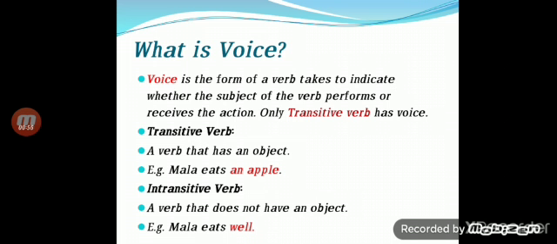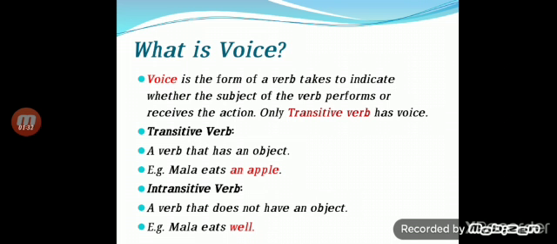How do we identify an object? We use the question word what. When we use the question what, we get an answer that is an object. What does Mala eat? Mala eats an apple. So, an apple is an object. The verb eats is a transitive verb. So, a verb that has an object is called a transitive verb.